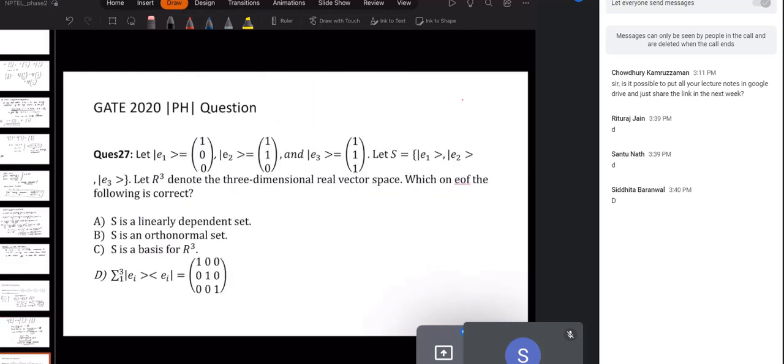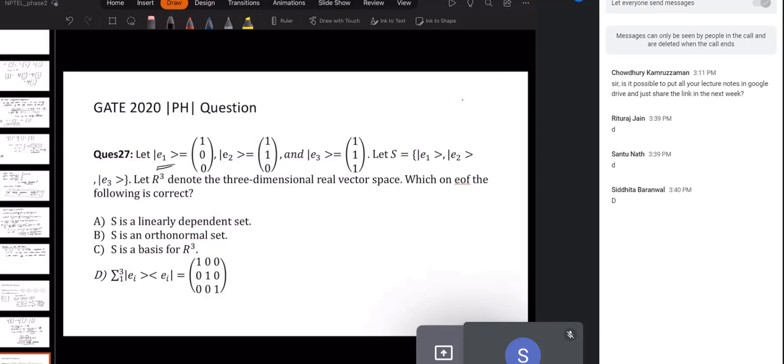So now I will solve another question. It came in GATE 2020. So the question is they have given three vectors (1, 0, 0), (1, 1, 0), and (1, 1, 1), and they say that they belong to the three-dimensional vector space R^3, and then they have asked which one of the following is correct.